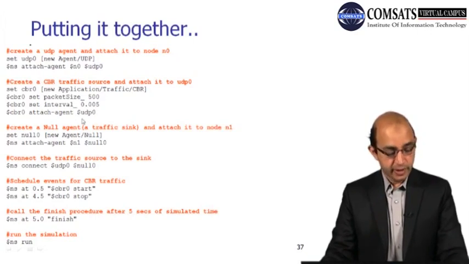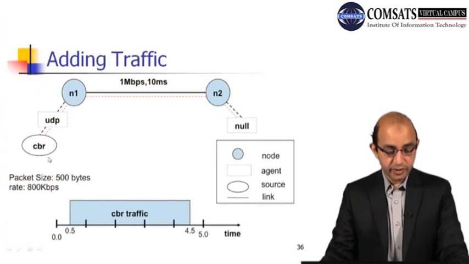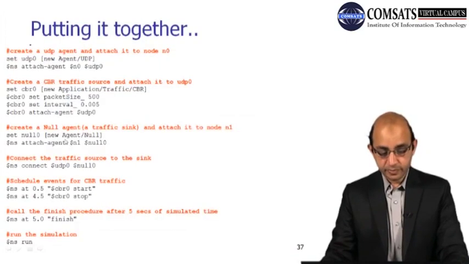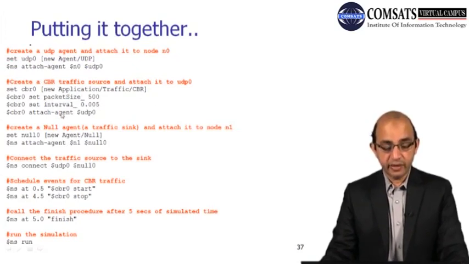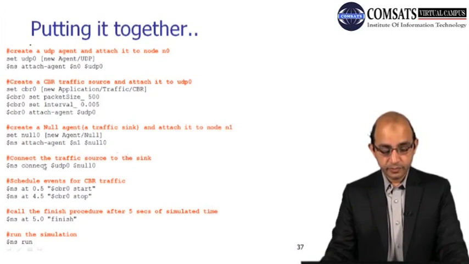this source. So you can see here they are attached together, the traffic type and the null agent. That is the source, and here we are defining the sink. Create a null agent, traffic sink, and attach it to node N1, null0. So now we are attaching this sink and source. Connect the traffic source to the sink. So here you can see we are connecting the traffic source to the sink.